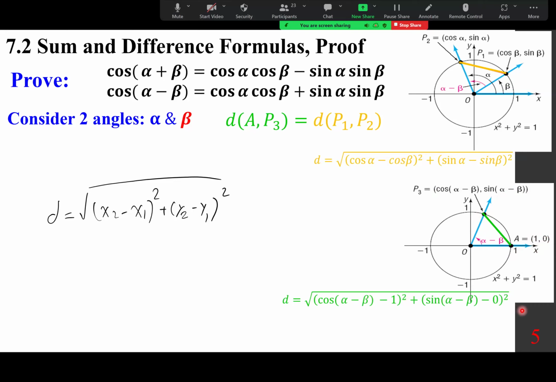So what we are going to look at are the two without the square root. This one without the square root, this one without the square root. Why is that? Because it's easier to work with.